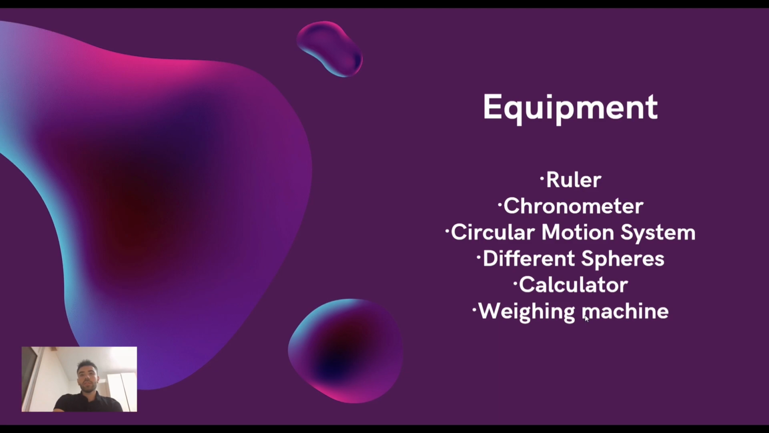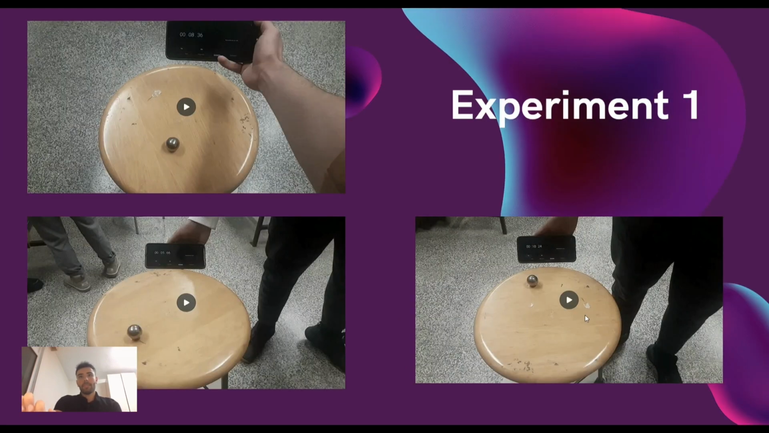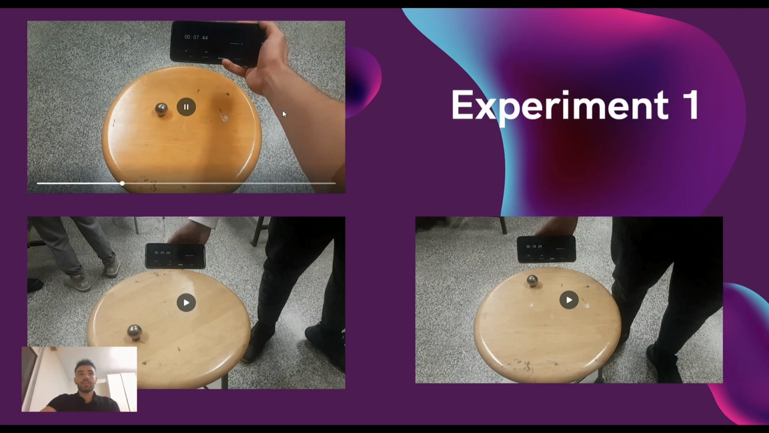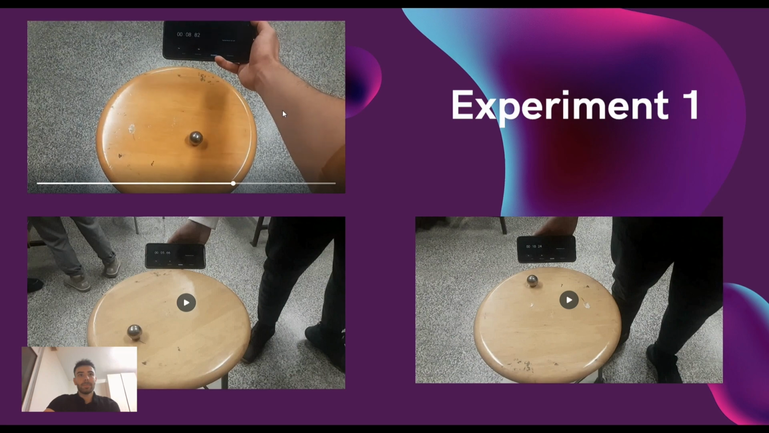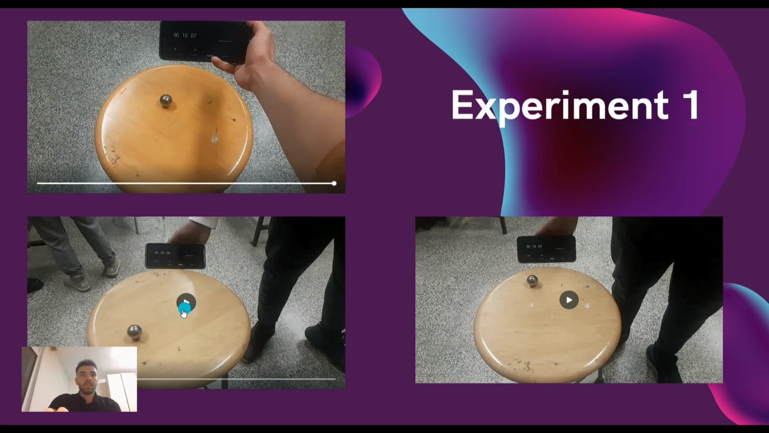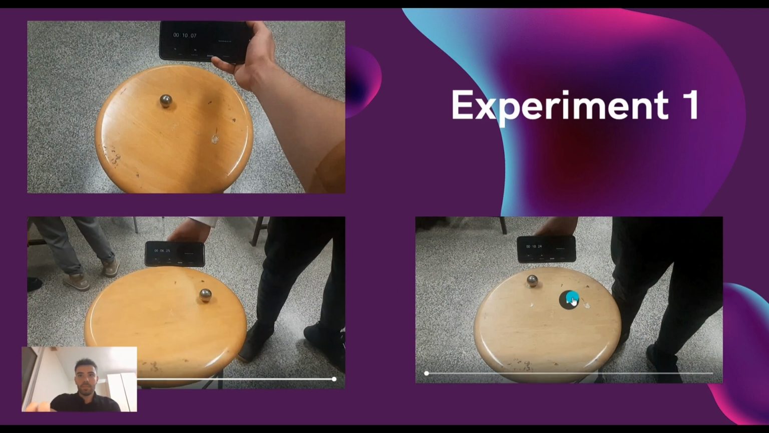Equipment: ruler, chronometer, circular motion system, different spheres, calculator, weighing machine. In experiment 1, I used the same sphere but stabilized it in different positions with different radiuses, which affect the moment of inertia. This is my experiment 1. This is 2. And this is 3.